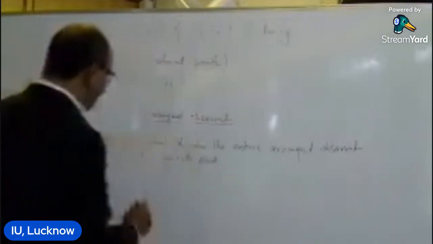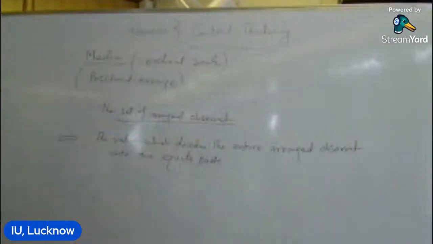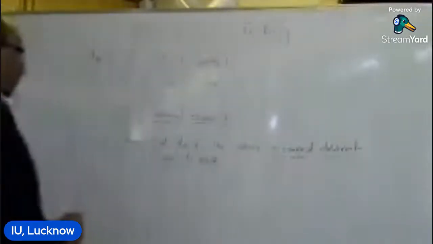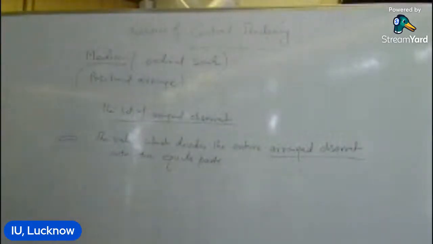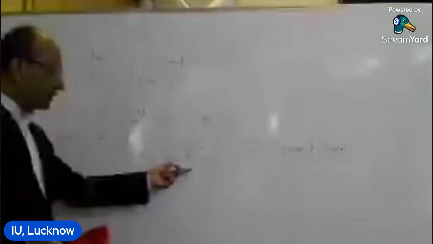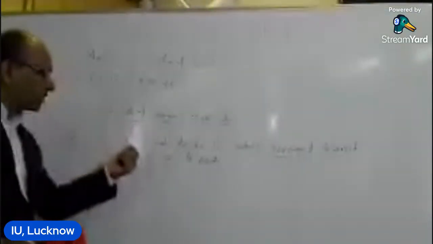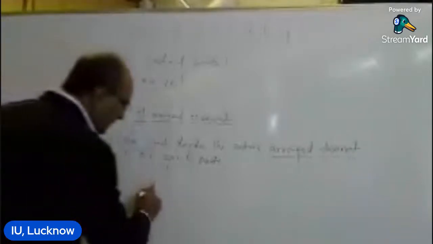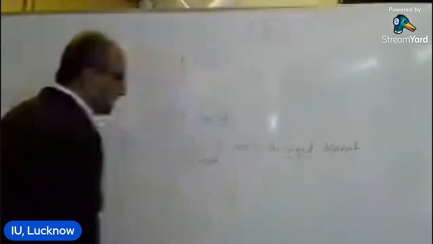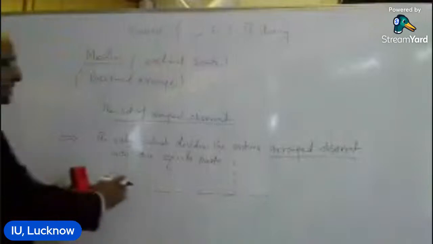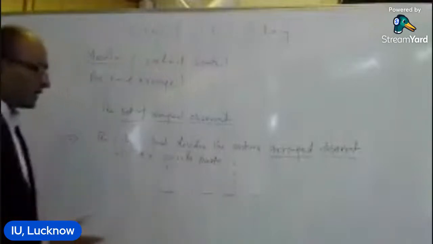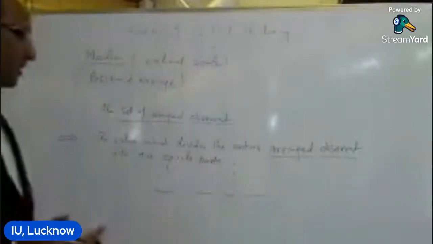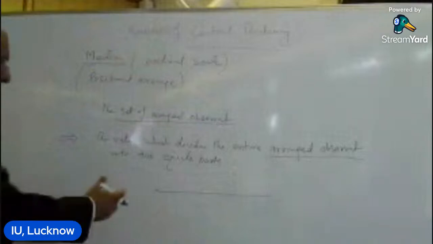The value which divides the entire range of observations into two equal parts. That value which divides the entire observation into two equal parts, and that position will be known as median. Suppose we have arranged observation like this. From arranged observation, you can take either the increasing order or decreasing order. So we take an increasing order.